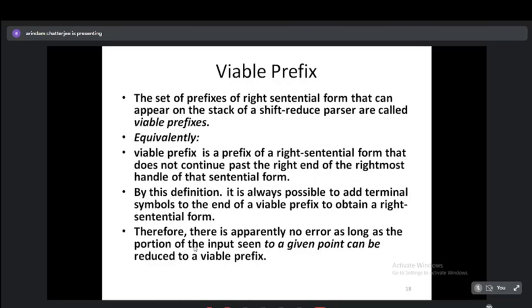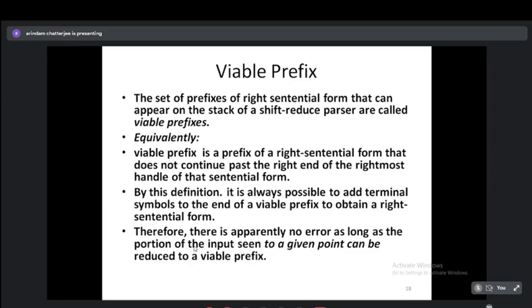Now what we have is the concept of viable prefix. We all know what a prefix is. What is a prefix, Pranay? Sir, a prefix is the word that is attached before the original word. Yeah, so it is kind of similar. If you have a starting point of a string, anything which occurs before that is basically the prefix. So a substring which occurs before some particular position is a prefix.